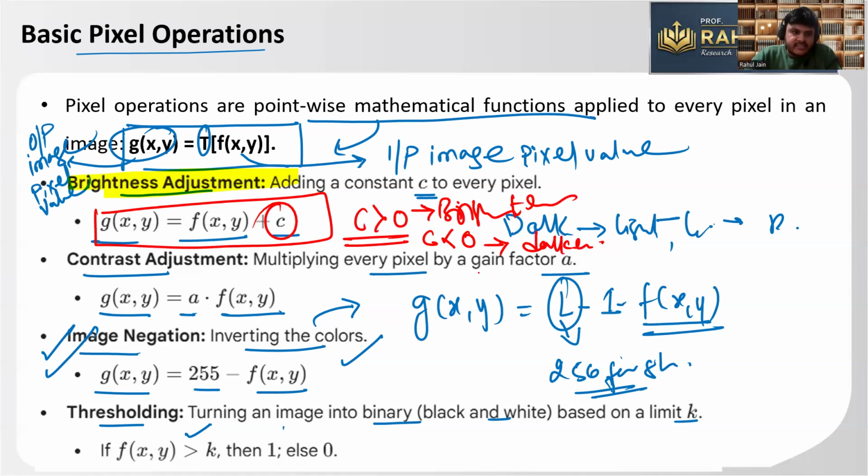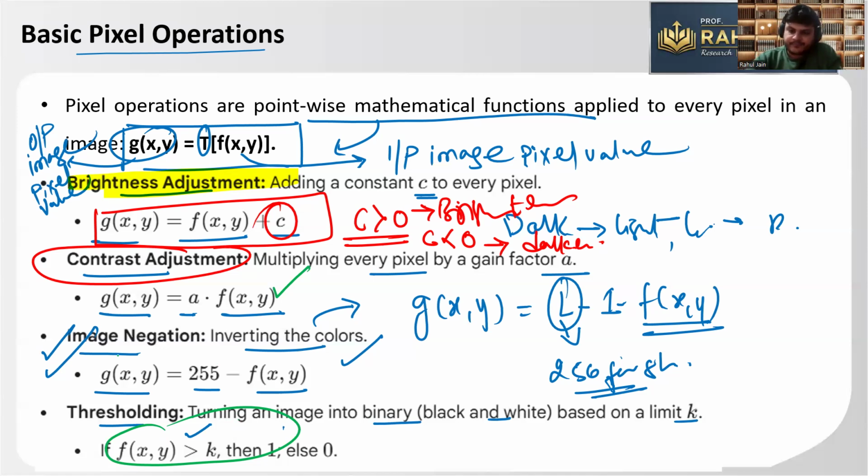Now, contrast stretching is also one of them, like contrast adjustment. Contrast adjustment expands the range of intensity values, so it improves the visibility of details, by applying the formula g(x,y) = alpha times f(x,y), where alpha is a gain factor. It is useful when the image is of low contrast. Then the thresholding function converts grayscale into binary, and we can use it for object detection or document processing.